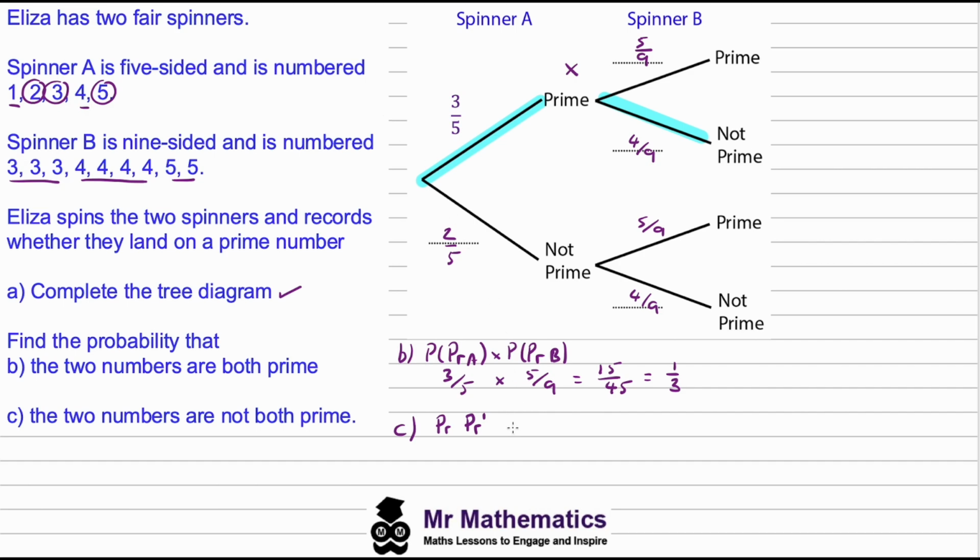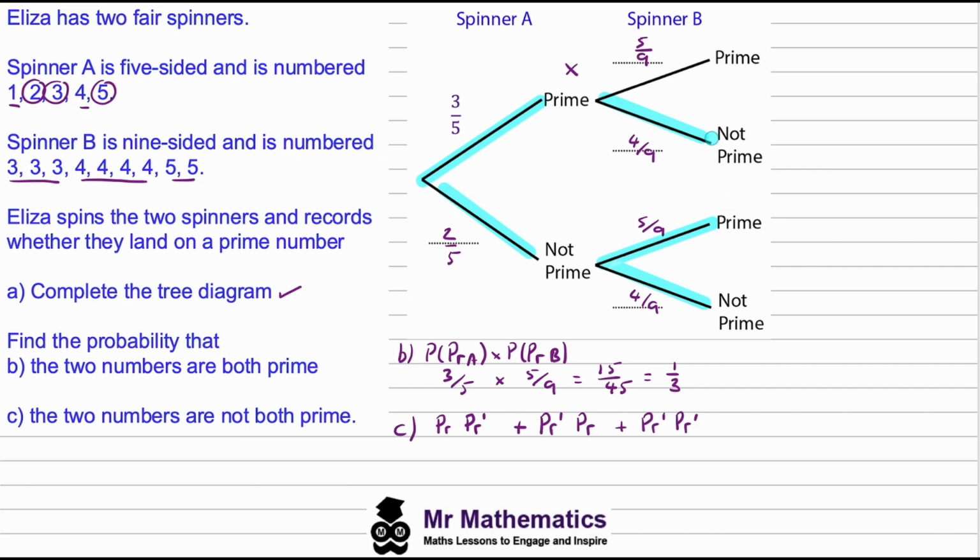Or we could get, and the word or means add, or we could get a not prime followed by a prime. And this is this path, not prime on A and a prime on B. Or we could get a not prime followed by another not prime. And this would be this path, not prime and not prime. So you can see there's 3 possible outcomes here.